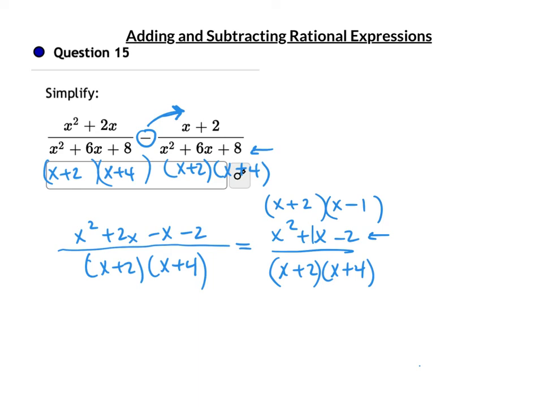Now notice we have an x plus 2 in the numerator and the denominator, and anything divided by itself is 1. And yes, we need to realize that x could not be negative 2 because we'd be dividing by 0. That's the restriction. But we're not asked for that here. We're just asked to simplify this. That would be x minus 1 over x plus 4.